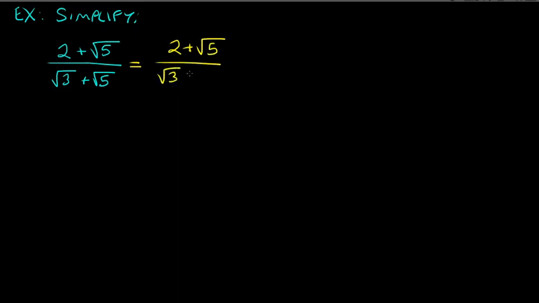So the problem here is that this denominator, both terms have a square root. This is the square root of 3 plus the square root of 5. Well, we do the same trick, right? We multiply by not the same denominator, but the conjugate of the denominator. What's the conjugate of the square root of 3 plus the square root of 5? Square root of 3 minus the square root of 5.